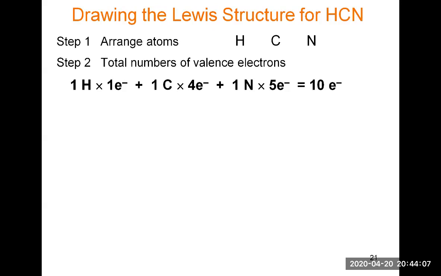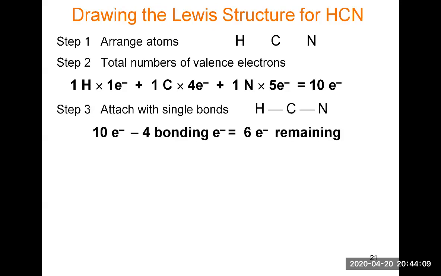The next step is to attach the atoms with single bonds. So we will do single bonds between the C and the H and the C and the N. And now we subtract those electrons we used in the bonds from the total. So 10 electrons total minus 4 electrons used for the bonds. That's 6 electrons remaining.